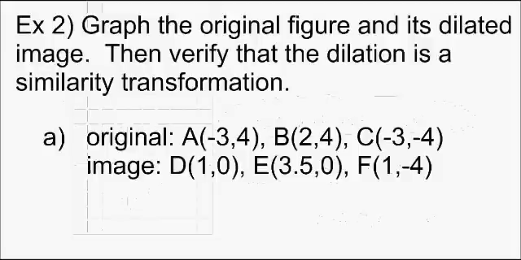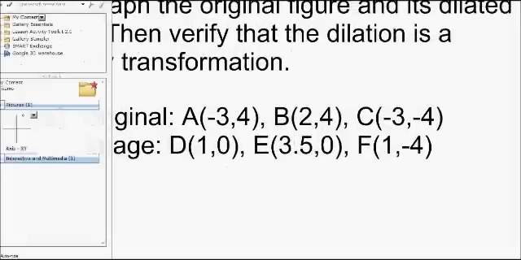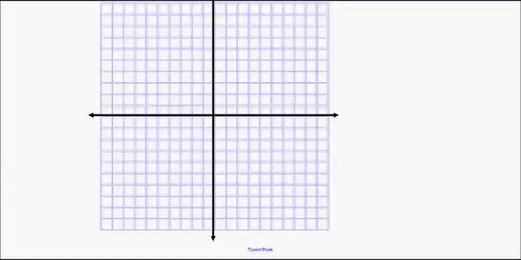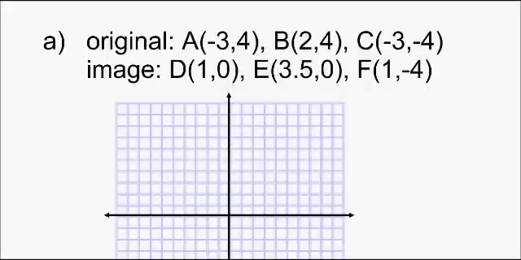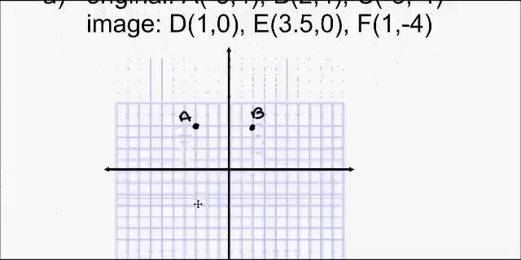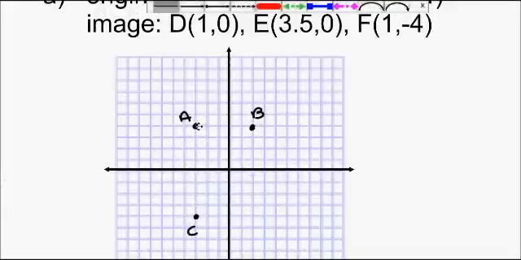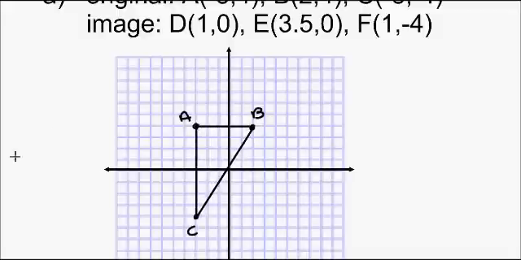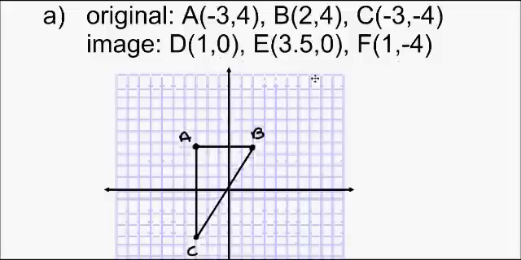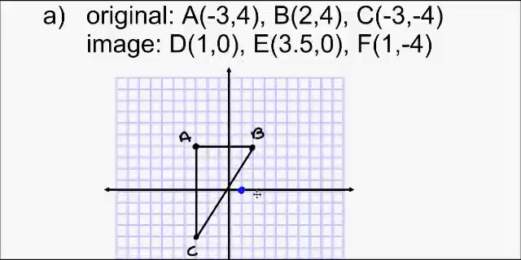Okay. Example 2. Graph the original figure and its dilated image. Then verify that the dilation is a similarity transformation. So first thing I need is some graph paper. There it is. So we can graph the image and the pre-image. So A is at -3, 4. B is at 2, 4. And C, -3, -4. Okay. So this is my pre-image, triangle ABC. And now our image, we have D, E, F. So 1, 0, 3.5, 0, 2, 3.5, 0, and 1, -4.